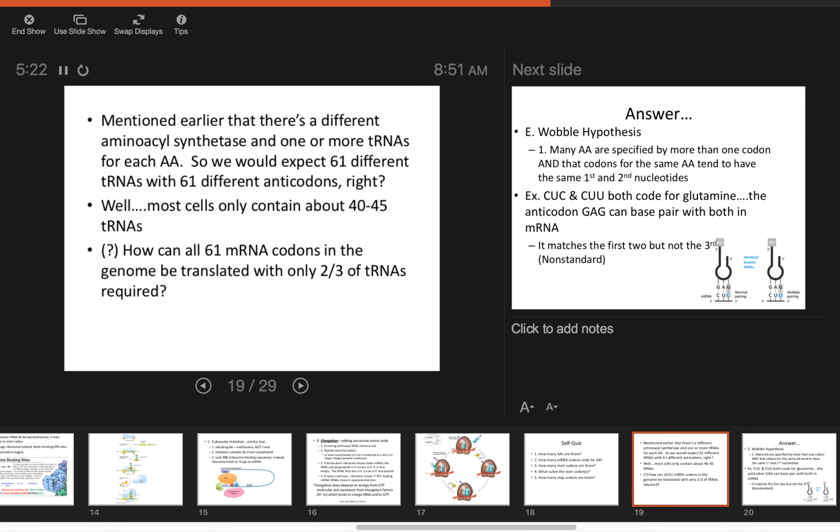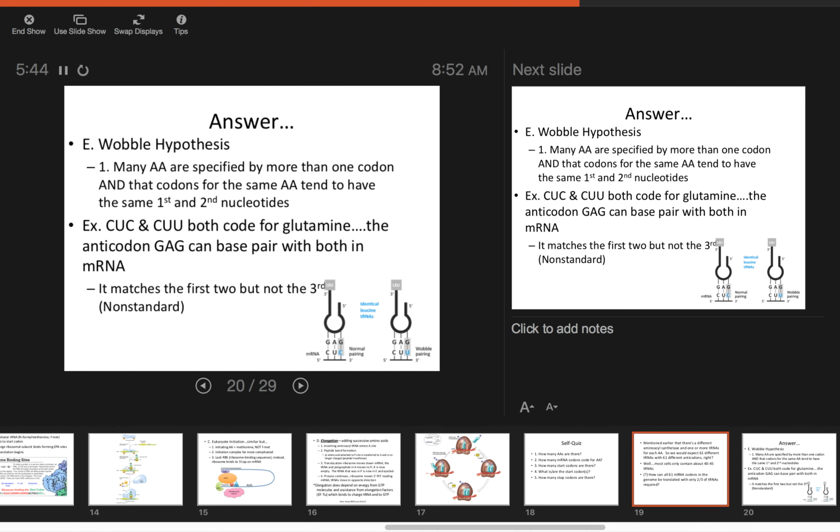So we mentioned earlier that there are different aminoacyl tRNA synthetases, the enzymes that make the tRNAs latch onto amino acids. So could we expect 61 different tRNAs with 61 different anticodons? That's what we should expect. But in reality, we've only found that there are 40 to 45 different tRNAs. And so now the question is, how does that work?